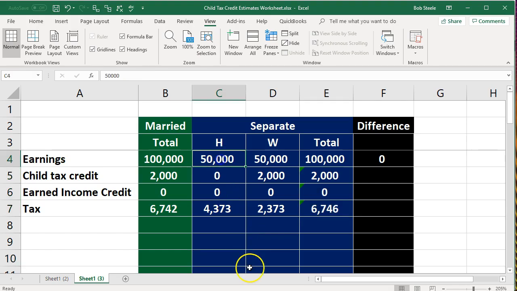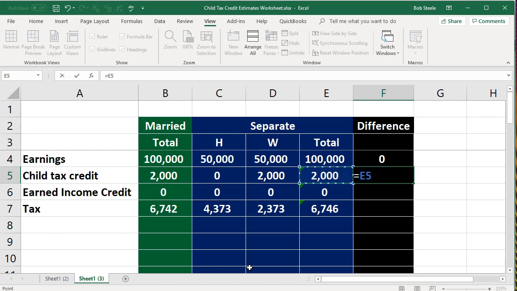So therefore, if we split this up, we still have the 100,000. If we add this up, 100,000 of total income, the child tax credit in total is 2,000 between the two returns. That makes sense. No earned income credit. And then we have the total tax split unevenly. So one spouse 4,373, the other 2,373, but the total comes out to be what you would kind of expect, pretty much in the range. It's almost the same.